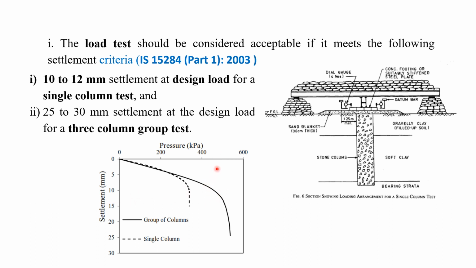So the load test is used to find out the ultimate bearing capacity and settlement at a particular ultimate bearing pressure. So this is all about today's lecture. What we can say finally is that the load test on the stone column is carried out to determine the load carrying capacity of the stone column and the settlement. So thank you.